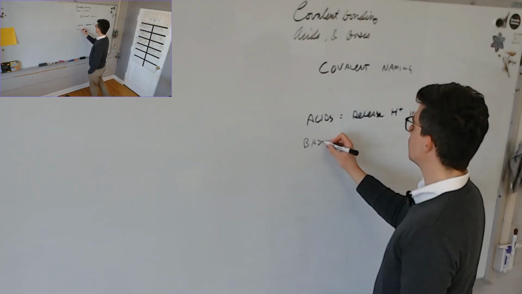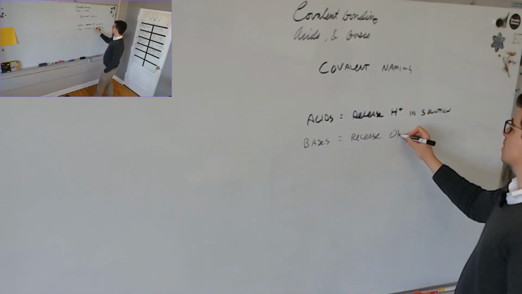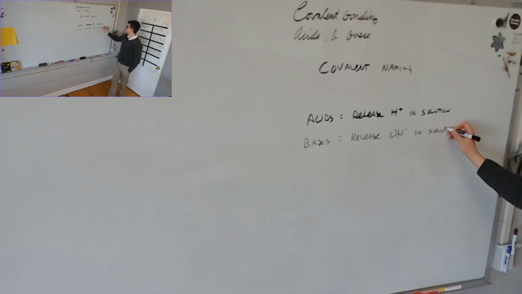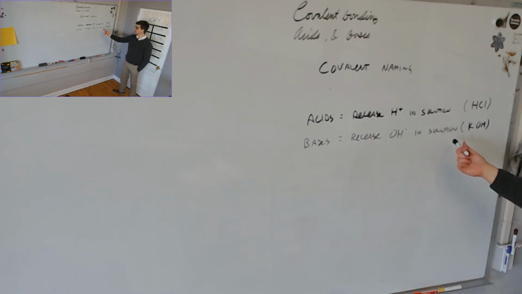Bases, according to that same definition, release hydroxide ions in solution. So let's give some examples. An example of an acid would be hydrochloric acid, HCl. You can see how this H might be released in solution. So if this is dissolved in water, the H is released and it reacts with other things, which is what an acid is. A base, KOH, you can see that this OH might be released in solution, which again is free now to react with other things. Bases are also very reactive.